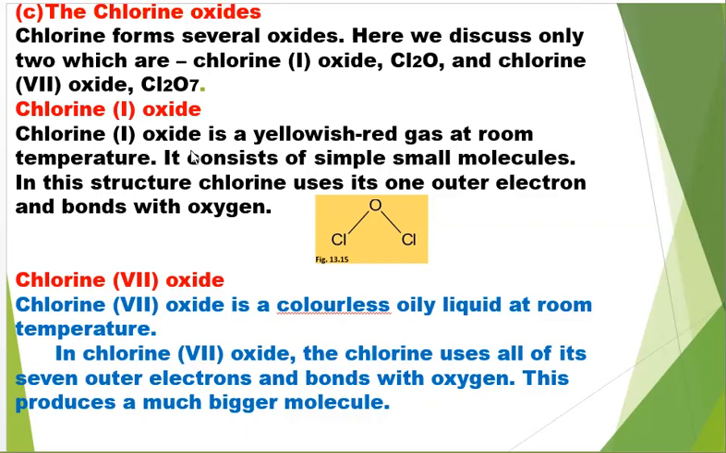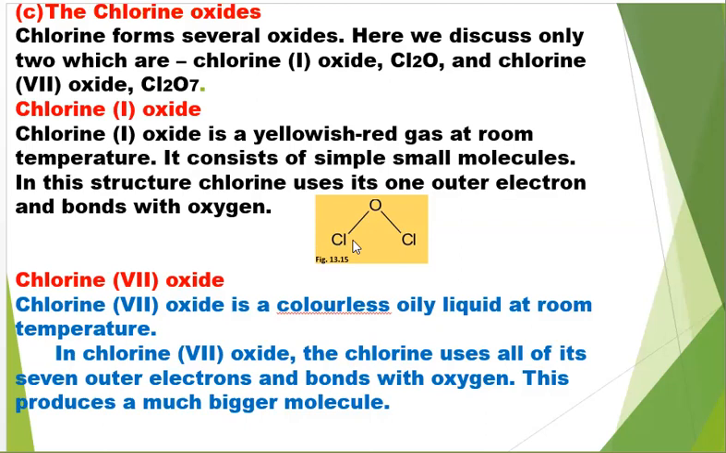In chlorine monoxide, the chlorine uses one electron of its outer shell. So it shares one electron with oxygen, and in this oxide, the oxidation state of chlorine is +1. And this is the structure of Cl2O.